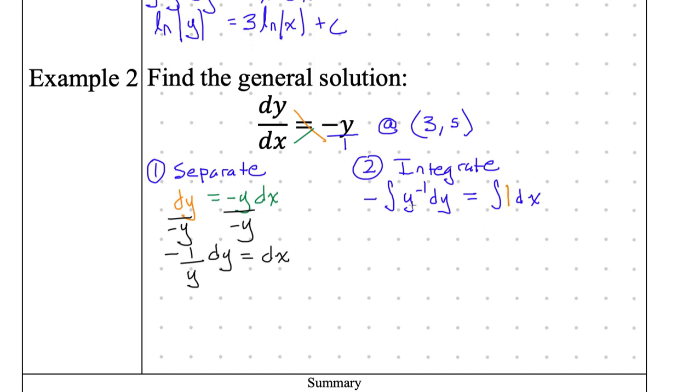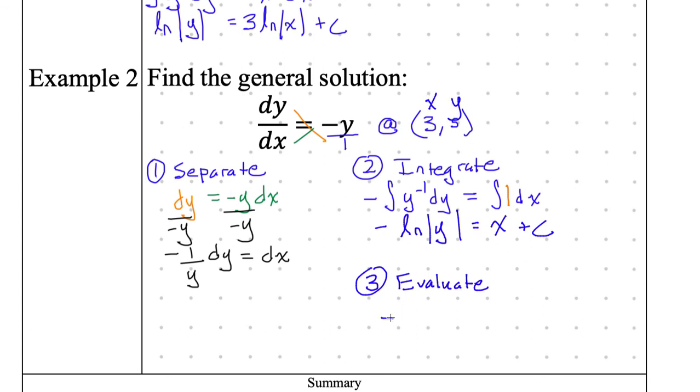Let's go ahead and actually do the integration. So this is going to be, again, natural log, absolute value of y. And don't forget your negative that was out front. On the right-hand side, the integral of 1 is just x. And don't forget your plus c. And that was step 2. Done. And then step 3 is to evaluate, or just plug in. So I plug in the 3 for x, the 5 for y. So this is going to be negative natural log of 5 is equal to 3 plus c. There it is, all 3 steps.